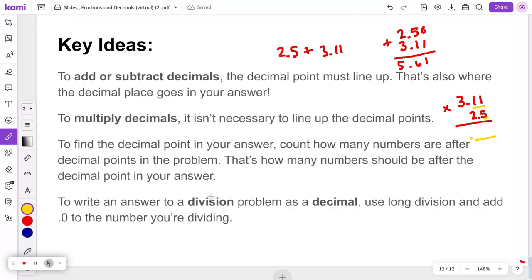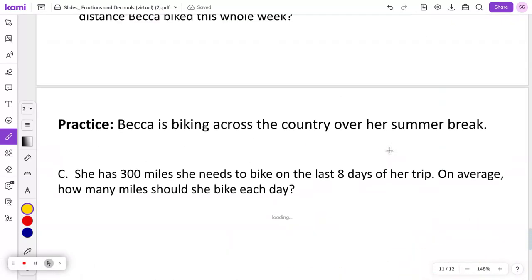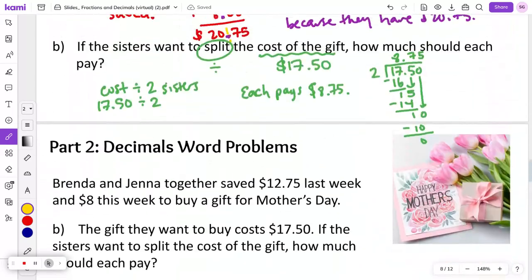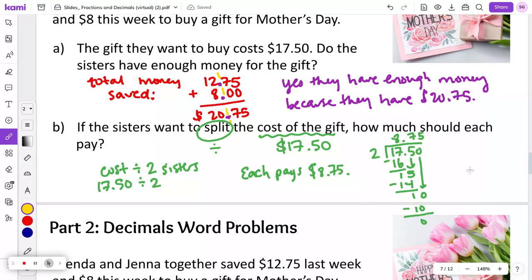And then finally, when it comes to dividing problems and writing your answer as a decimal, we're always using this long division that we did up here. That helps us know what the numbers are too, but also where that decimal point goes in your answer.